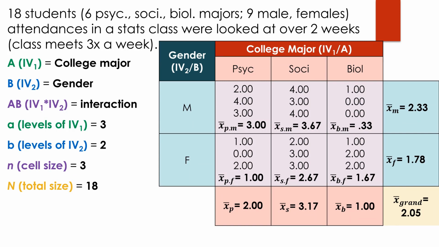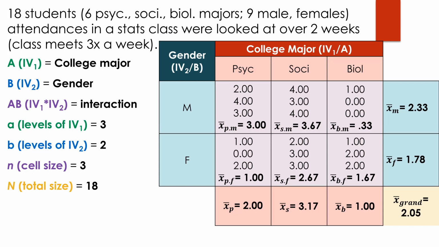Just like it does for the one-way ANOVA, little n is the amount in each group, and big N is the total overall. So we have 18 students overall that we looked at, and we see that we have 3 in each combination: 3 male psych, soc, and bio, 3 female psych, soc, and bio. And as you can see here, I calculated the means for us ahead of time just so we could jump right into the calculations. So we see that psych and male go on average 3, soc 3.7, and so on. You can read the rest of the numbers.